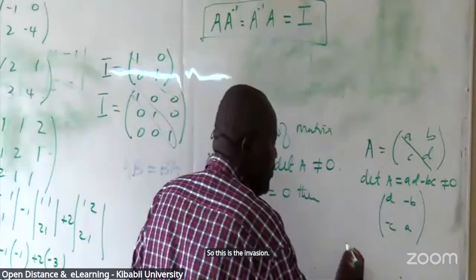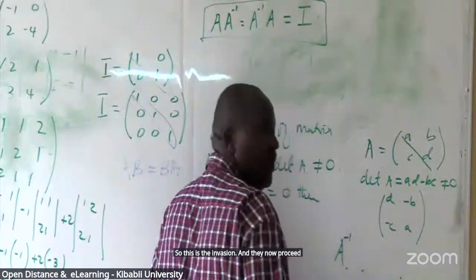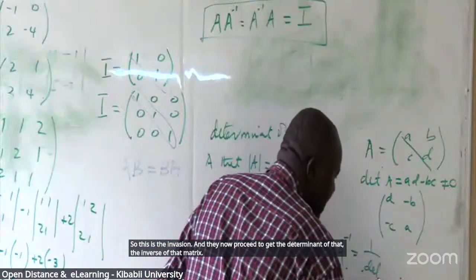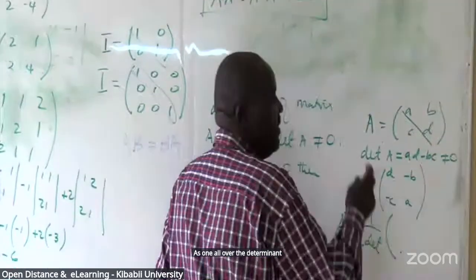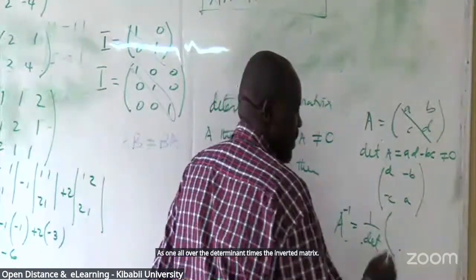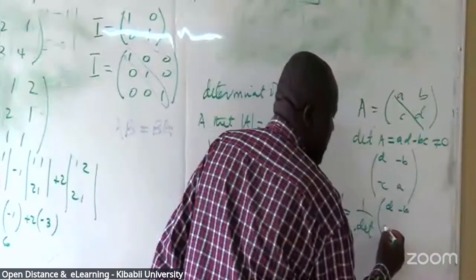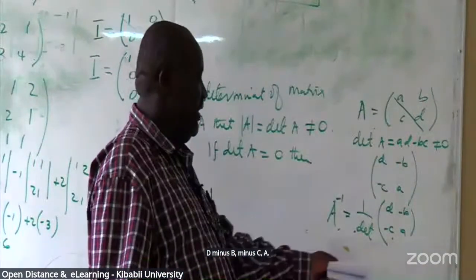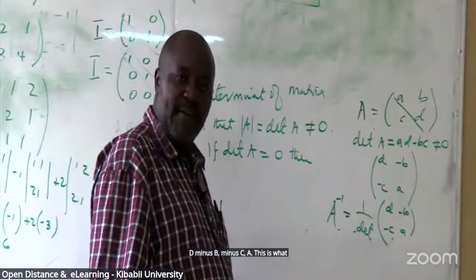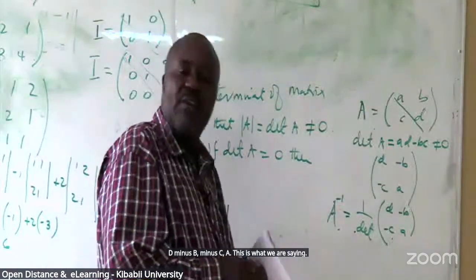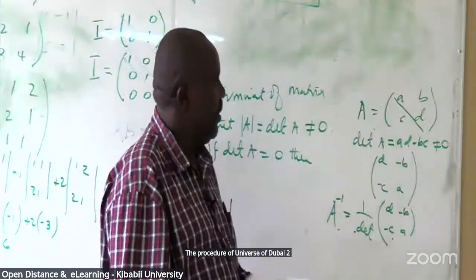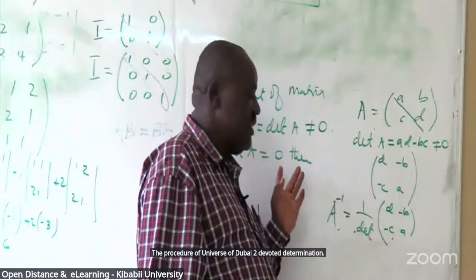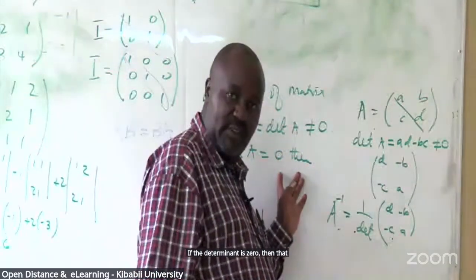And then now proceed to get the inverse of that matrix as 1 all over the determinant times the inverted matrix: D, minus B, minus C, A. This is what we are saying. The procedure of inverse of 2 by 2: first evaluate the determinant. If the determinant is 0, then that matrix has no inverse.